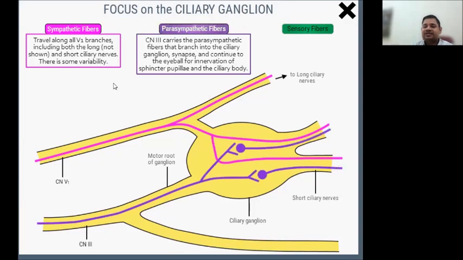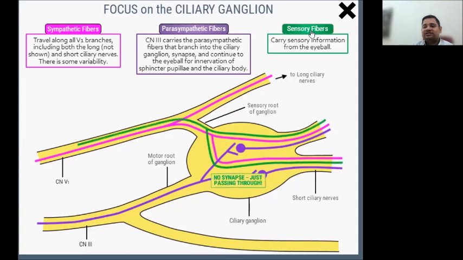Then comes the parasympathetic. Cranial nerve number 3 is going to carry the parasympathetic fibers into the ciliary ganglion, synapse there, and continue to innervate the sphincter pupillae and ciliary body again through the short ciliary nerves only. So these two modalities are going to happen through the ciliary ganglion only. For sensory fibers, they carry sensory information from the eyeballs. So this was basically the presentation for the ciliary ganglion specifically.